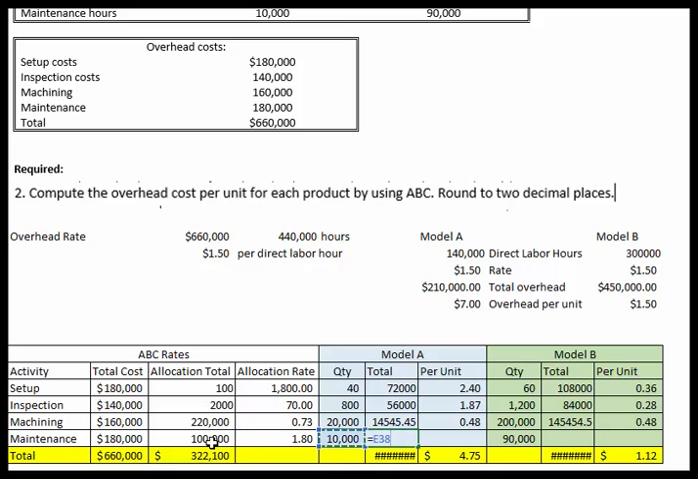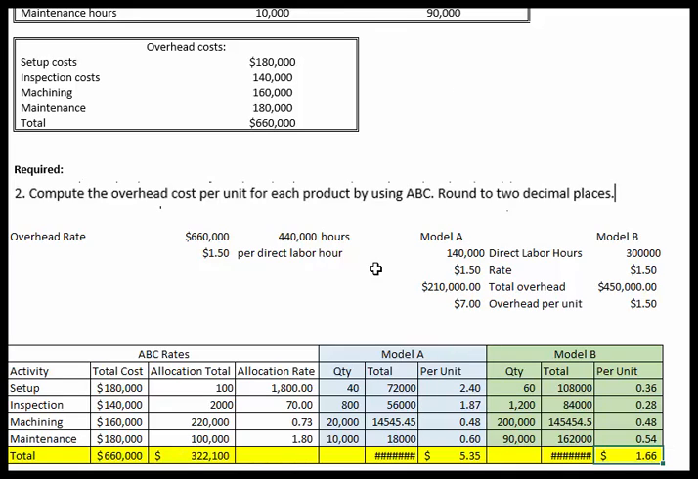So again, take the 10,000, multiply by the $1.80. We divide that number by 30,000 parts. 60 cents. Okay, and then for Model B, we take the 90,000, multiply by $1.80, and you divide this by 300,000. There's 54 cents.